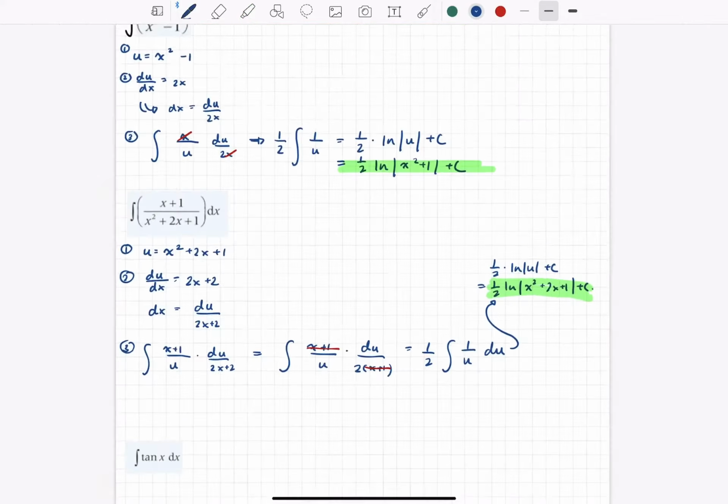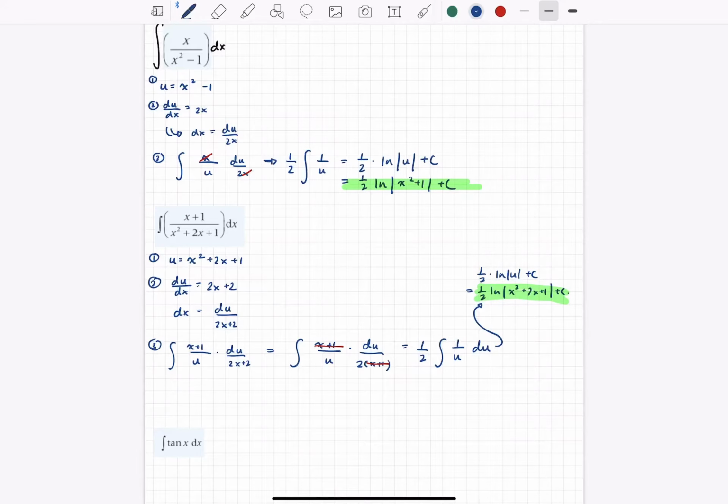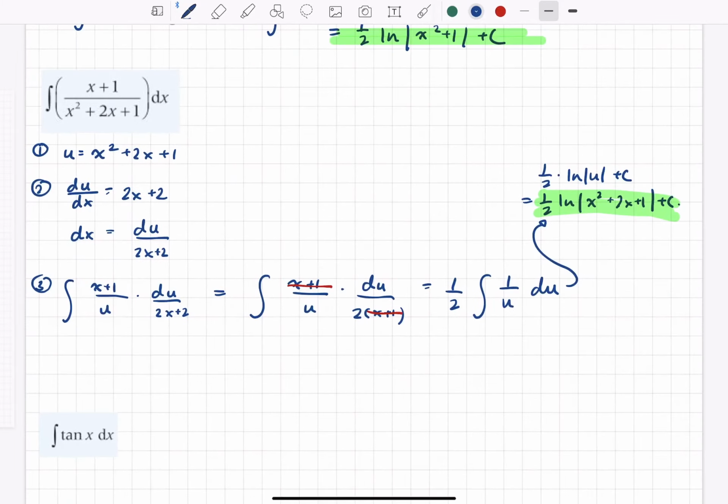So again, I hope you're seeing the pattern we're kind of doing here. We're trying to get rid of our x terms by canceling them out, and we're trying to have everything in terms of u so that we can very simply integrate what we have with respect to u, and then in our final step we just resubstitute. So let's do this question.